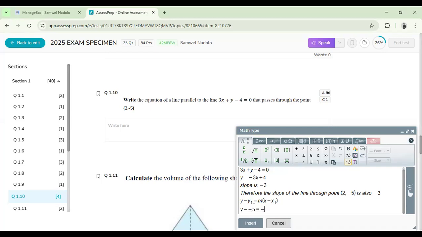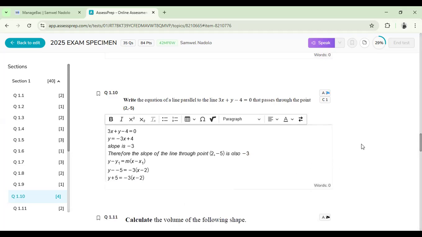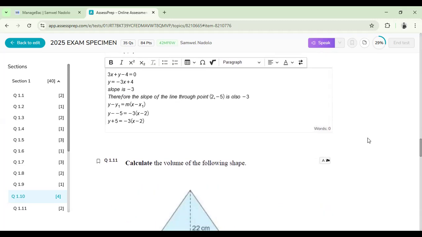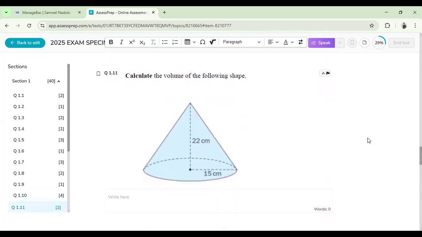M is what we obtained up there, minus 3, times x minus x1, where x1 is the x point on the x-axis, or the x coordinate. So y minus minus 5, which is y plus 5, is equal to minus 3 times (x minus 2). So leave your answer like that, and that will be correct. Some people can choose to put the answer in the form y equals mx plus c. You won't be penalized for that, and that's good.